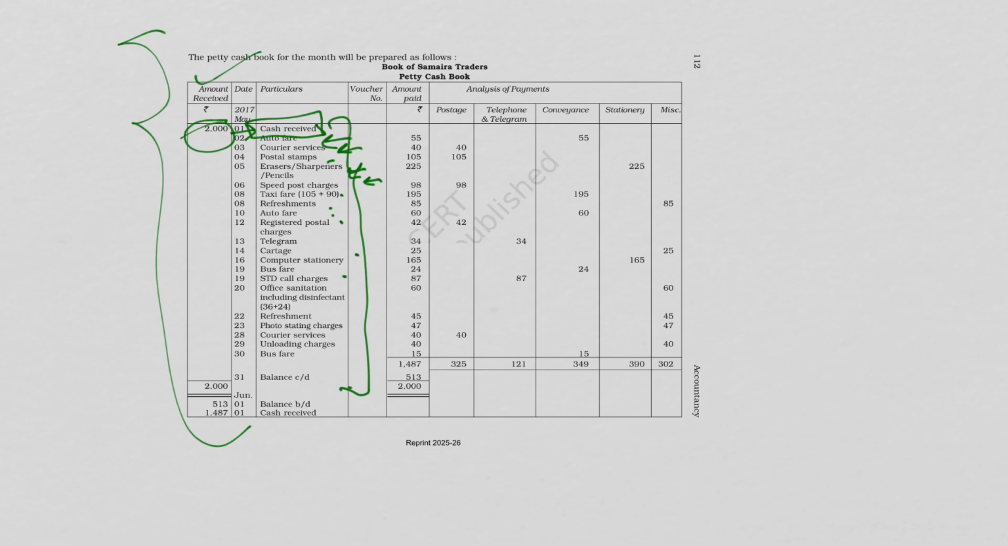They have been categorized separately. Like for postage, telegram, conveyance, stationery, and miscellaneous items we have classified here. And the balance carried forward is recorded here. In the next month, the balance brought down is here, and cash will receive the balance amount, like 2000 minus this 513.